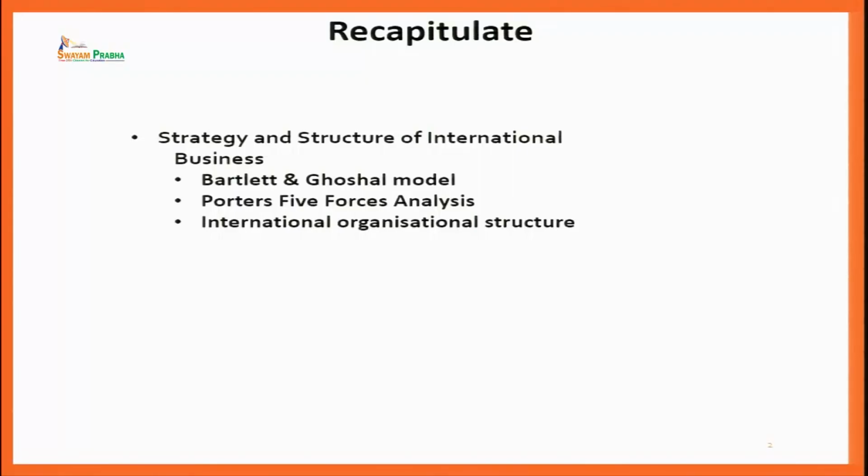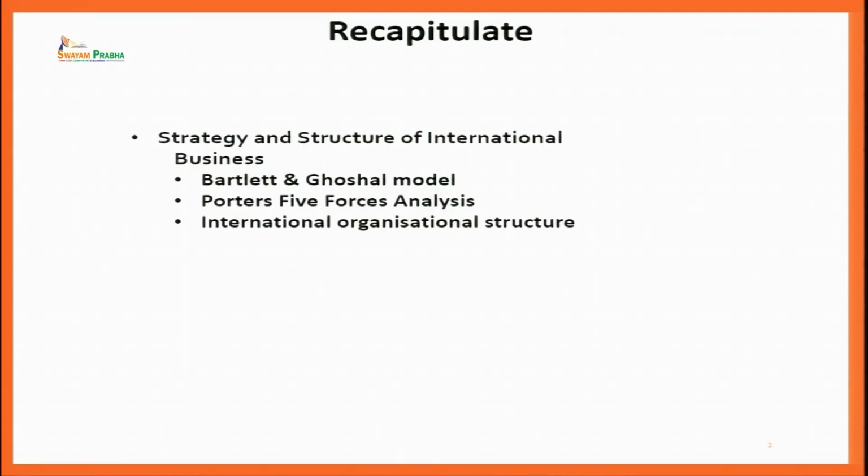Another model that we discussed is Porter's 5-force analysis model, which talks about the different forces coming from the macro environment or the micro environment, which are affecting your business decisions, like customer bargaining power, supplier bargaining power, threat of new entrants, threat of substitutes, and even the influence of government, taken into consideration to understand how different companies or industries have to react upon these forces which are coming to your organization.